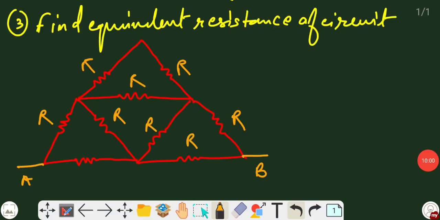Okay, so we are here with the third question. We have to also find the equivalent resistance of this circuit. So first of all, let us determine the symmetry.